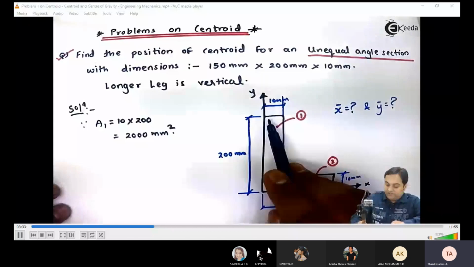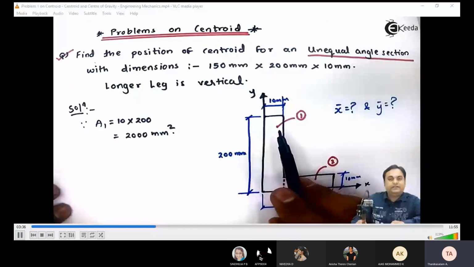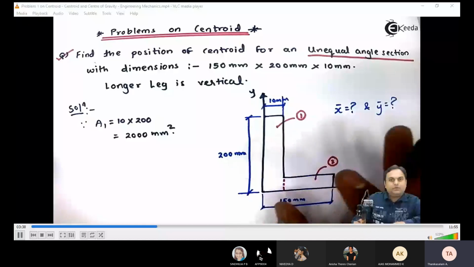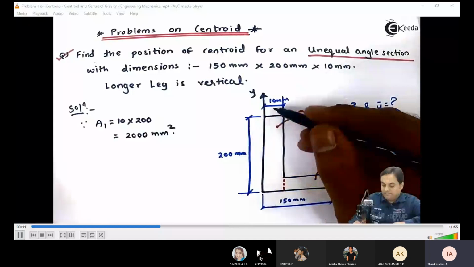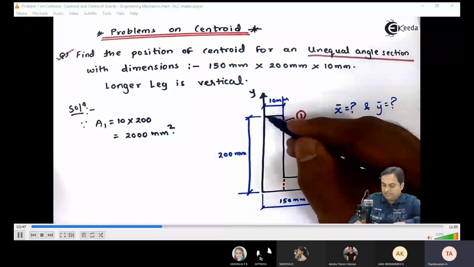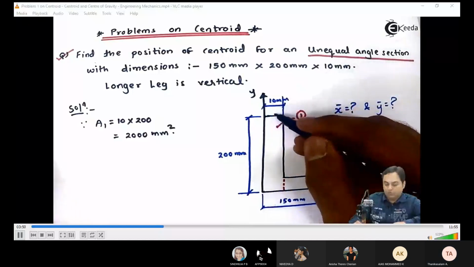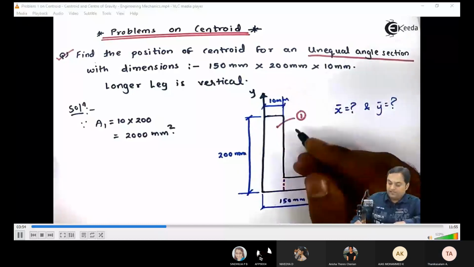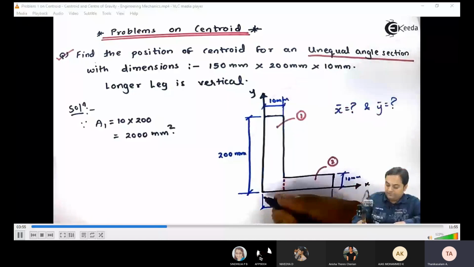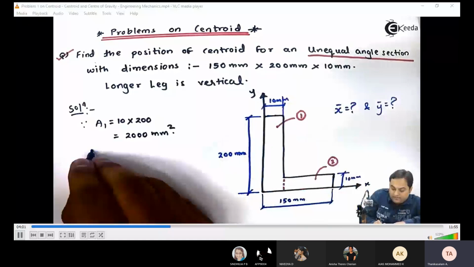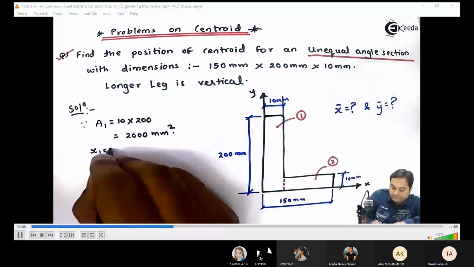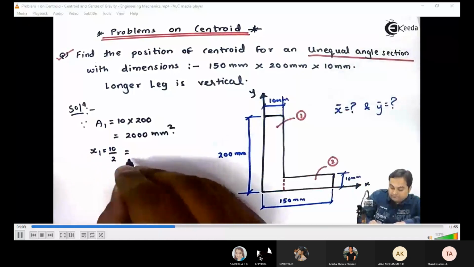Now after getting area 1, here I will calculate x1. x1 means for the first rectangle, where will be the y-axis? The y-axis for the first rectangle will be at half of 10. So the distance of that y-axis with respect to the original axis which we have here will be x1. x1 becomes half of 10, that is 5.